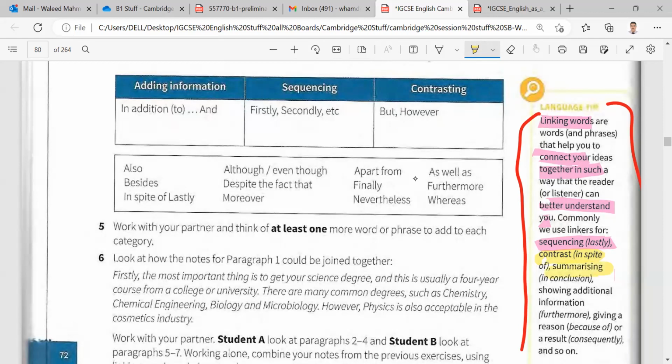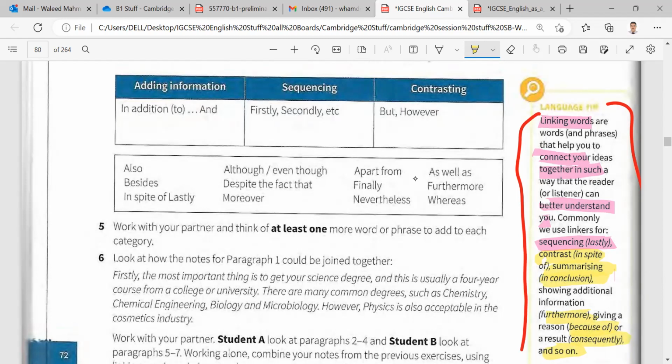To summarize, to conclude your summary, use in conclusion. Showing additional information: if you need to add more information, you can write furthermore, in addition to. Then if you want to give a reason, because of. After because of, you should mention the reason. Or you can show the result, you write consequently. After consequently, you must write the result. And so on. Right? Is it clear?